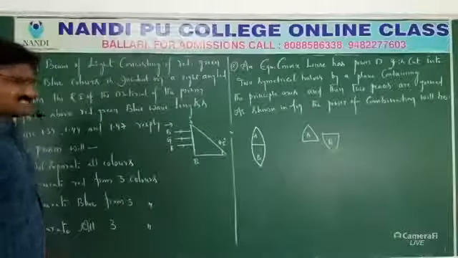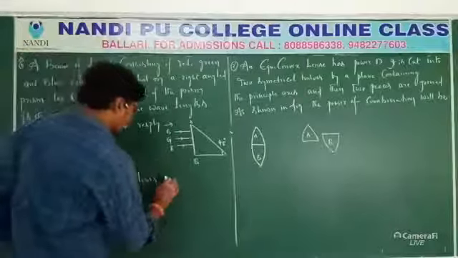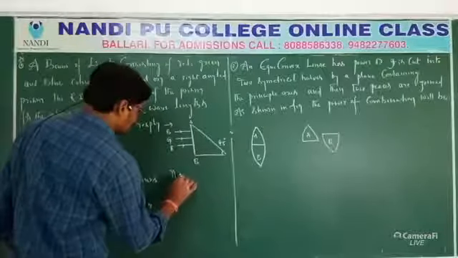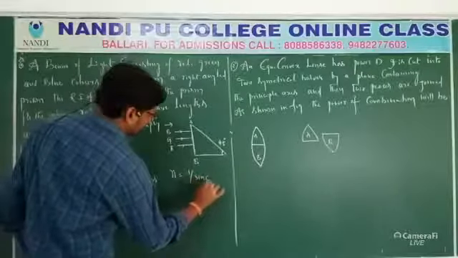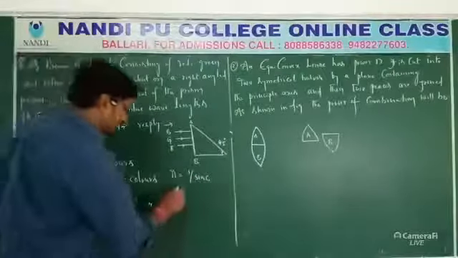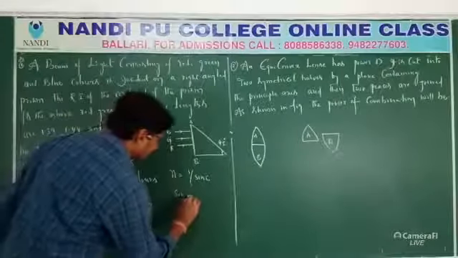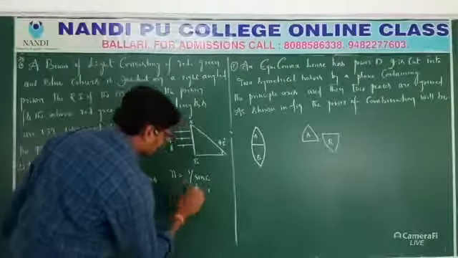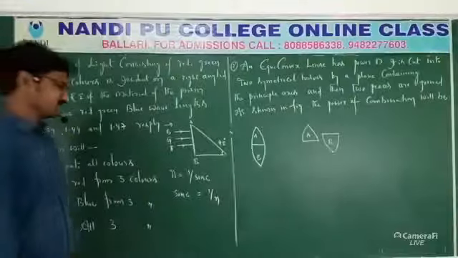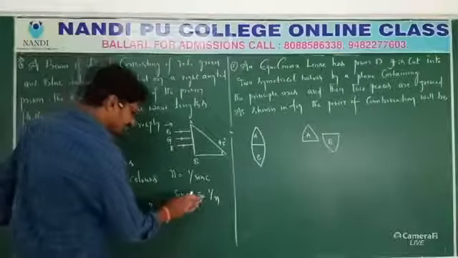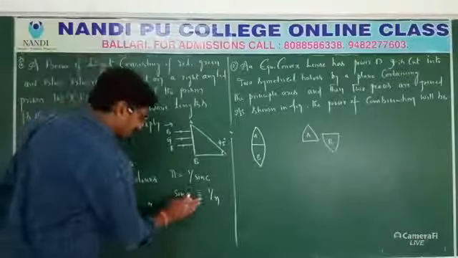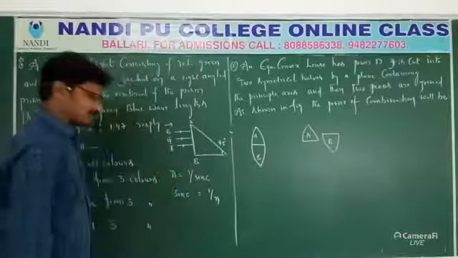What is the condition for total internal reflection? As you know, I will take the refractive index n equals 1 by sin c. N equals 1 by sin c. This is the formula we know. So sin c equals 1 by n, where n is the refractive index of the material of the prism. As you know, this condition is compulsory: it should be greater than or equal to. Simply I am writing equals to.